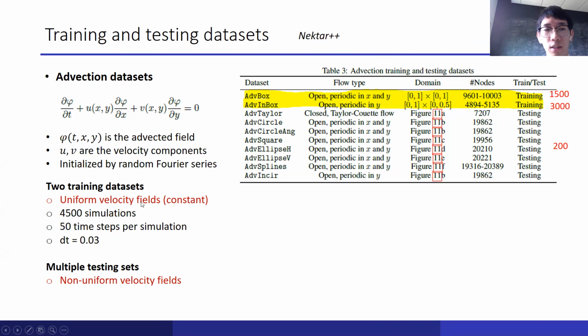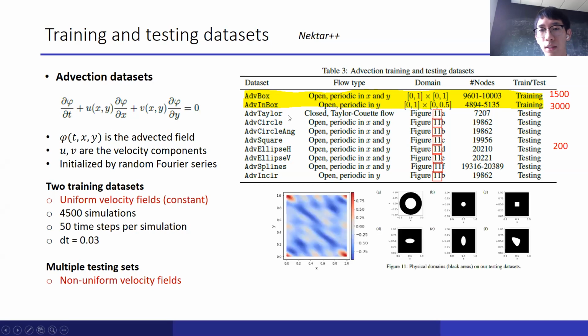First, in the training data sets, they only consider uniform velocity fields, and in the testing data sets, they also have non-uniform velocity fields. Second, in the training data sets, they only consider a square or rectangular domain. However, in the testing data sets, they have several different geometries. There are 4,500 simulations in total for training, and each of them contains 50 time steps.